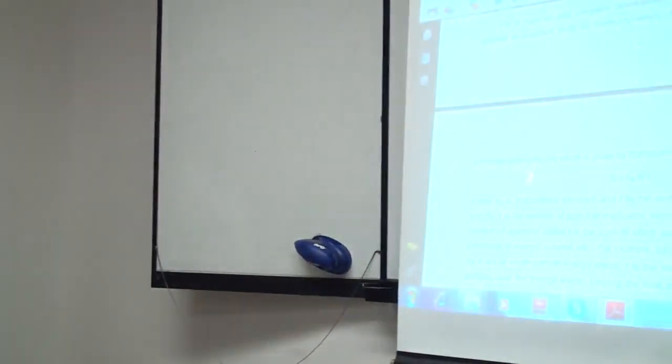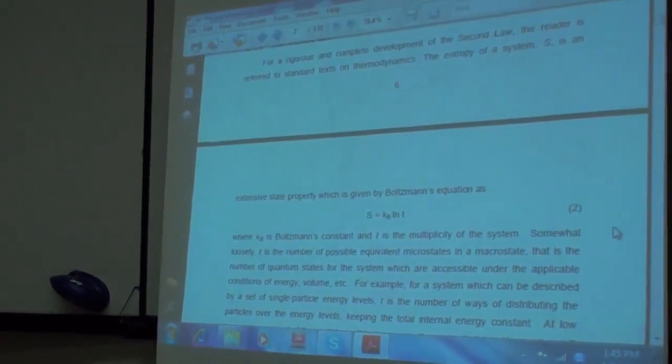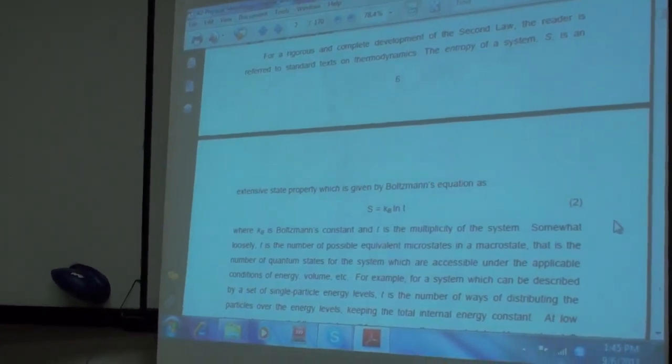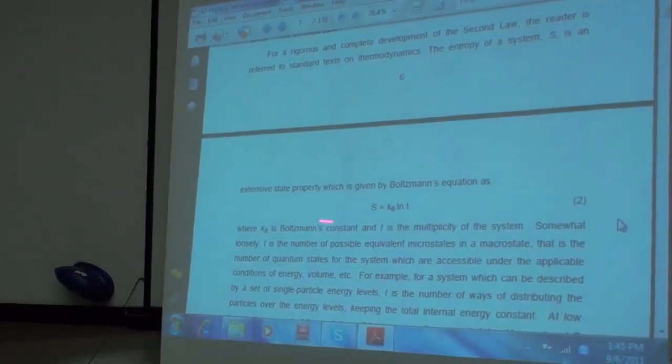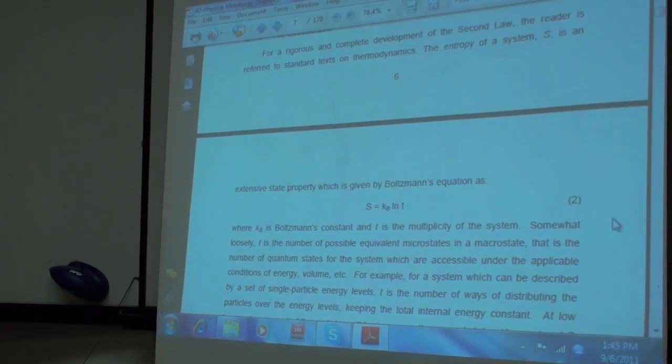Okay, so the second law of thermodynamics, then we understand that the spontaneous direction of the process is somehow concerned with the probability, but how do we put a number to this? Here we are on the second law. The entropy of a system. We define S, the entropy of a system, as an extensive state property. So if you have twice as many moles, you have twice as much entropy, which is given by Boltzmann's equation as follows.